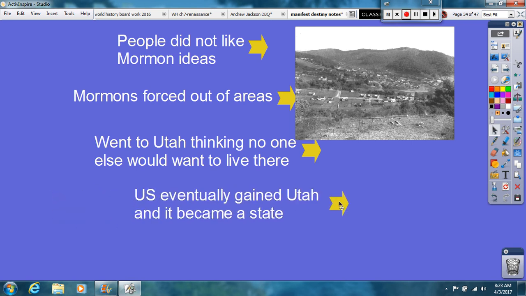So the U.S. will eventually gain the Utah Territory, but if you look at the Utah Territory, it shrunk severely in size. The Utah Territory once held Nevada, but Nevada will break off and create its own state until you only have a small fraction, what is now Utah, as part of the United States, and that will not happen until after the Civil War.